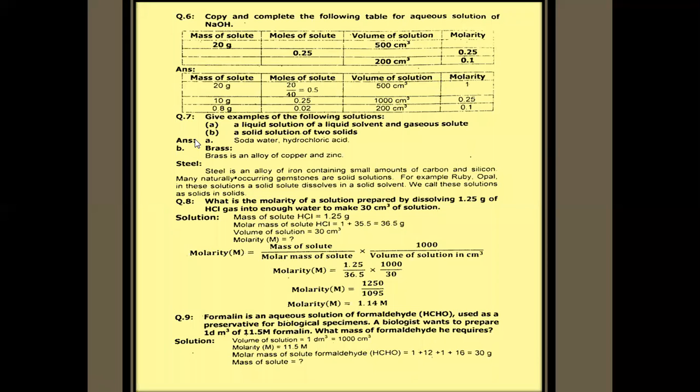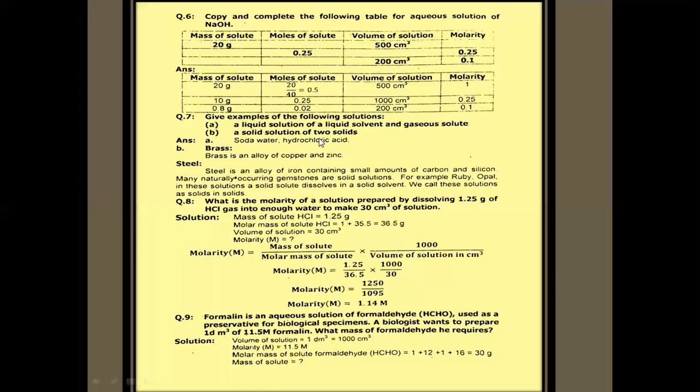Question number 7. Give examples of the following solution: a liquid solution of a liquid solvent and gaseous solute. It means solute must be gas and solvent liquid. So gas in liquid. First example is soda water. In soda water, carbon dioxide is dissolved in water. And second is hydrochloric acid. Hydrochloric acid is hydrogen chloride gas dissolved in water. Also you can take hypochlorous acid or hydrochloric acid. So this is gas in water, which is an example of gas in liquid.